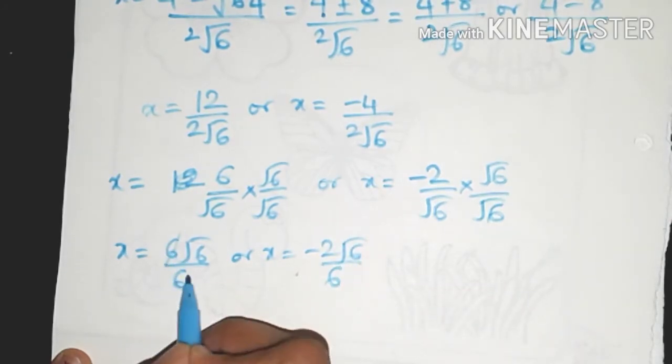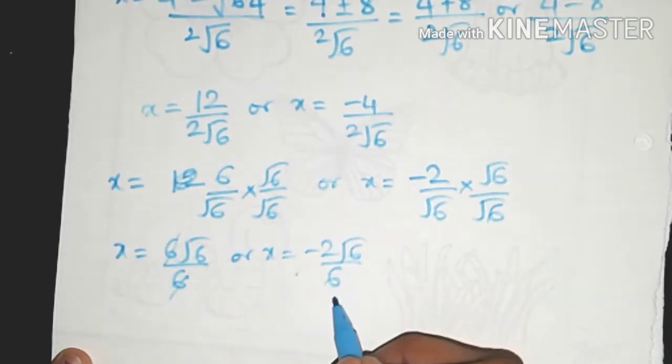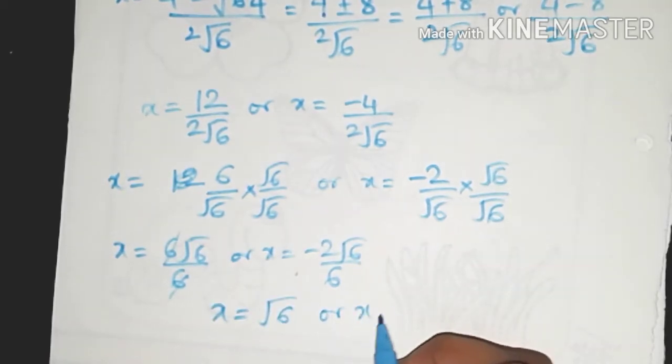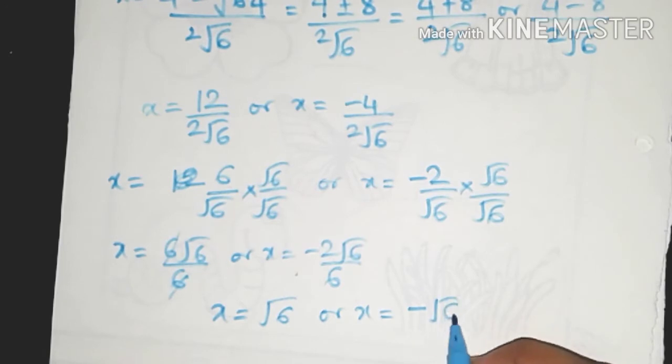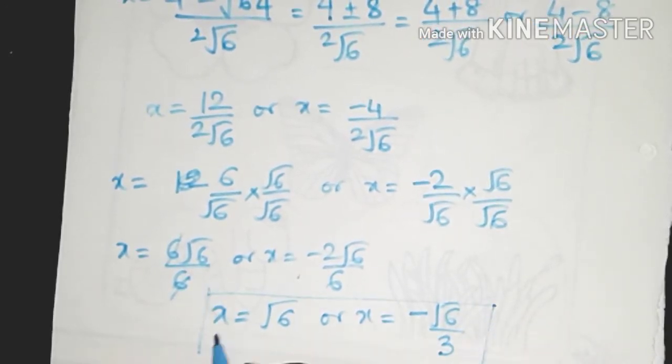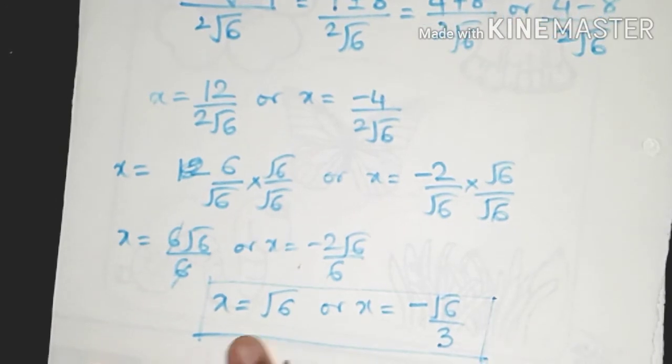So here what happens, the 6 will get cancelled. Here 3 will be remaining. So x will be root 6 or x will be minus root 6 upon 3. So these are the two values of x: root 6 or minus root 6 upon 3.